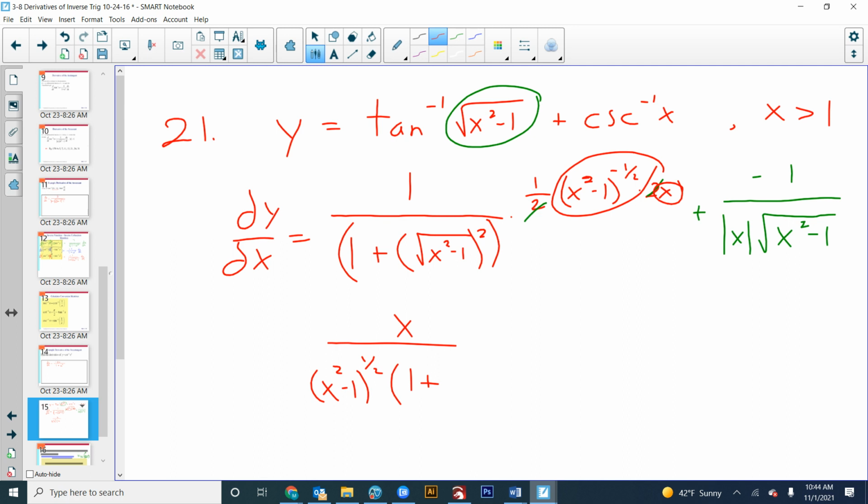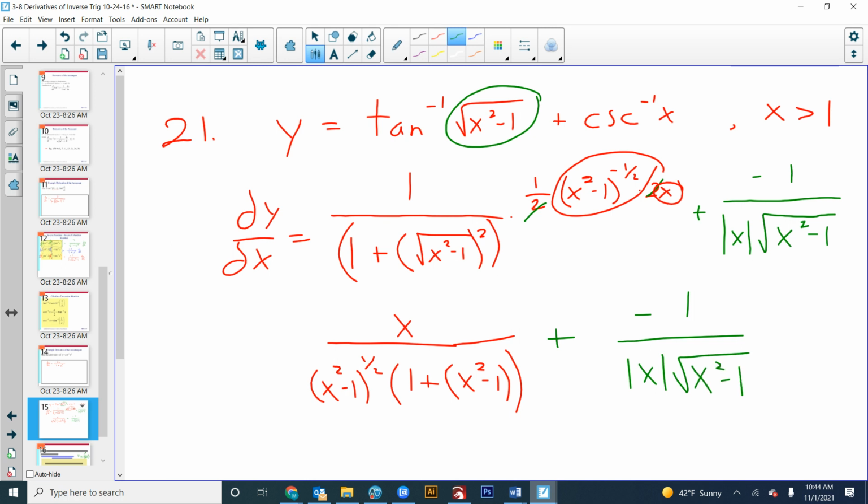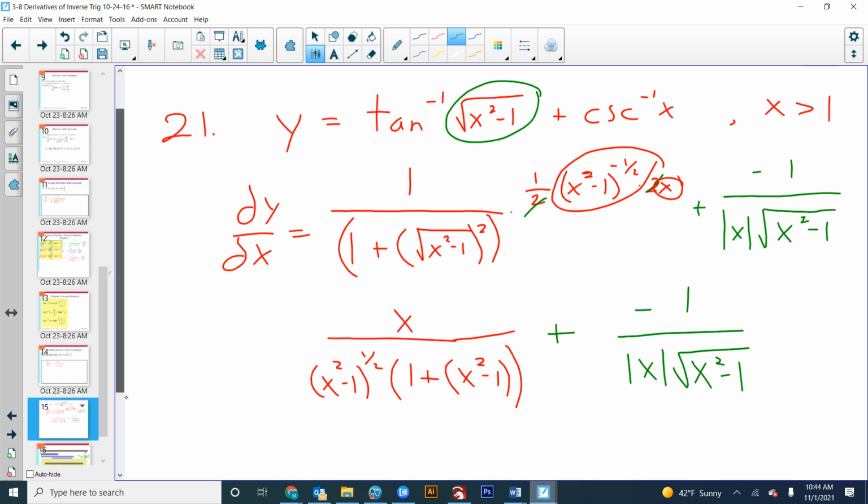What happens when you square a square root? See what's inside. Just like a piñata. Let's keep working. This is going to turn into plus a negative 1 over... really not much to do over here. Nothing to see here. Until later. You ready?